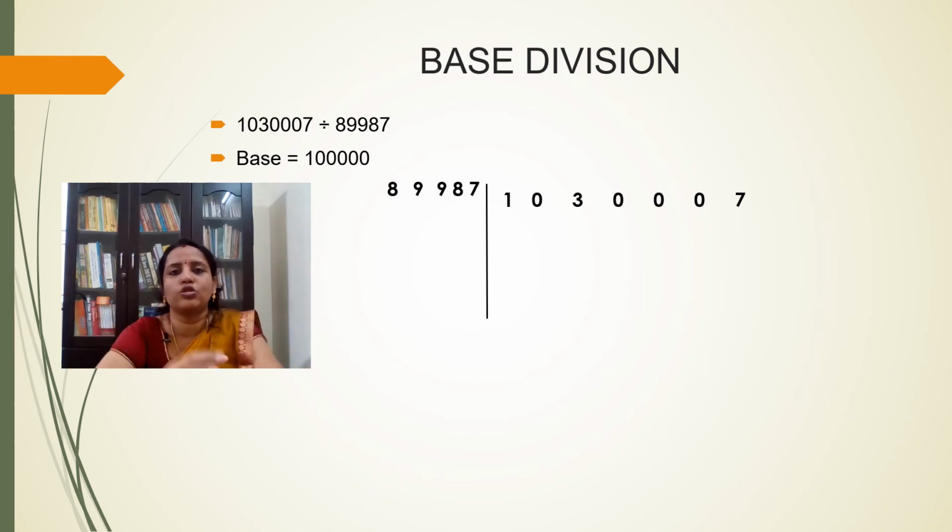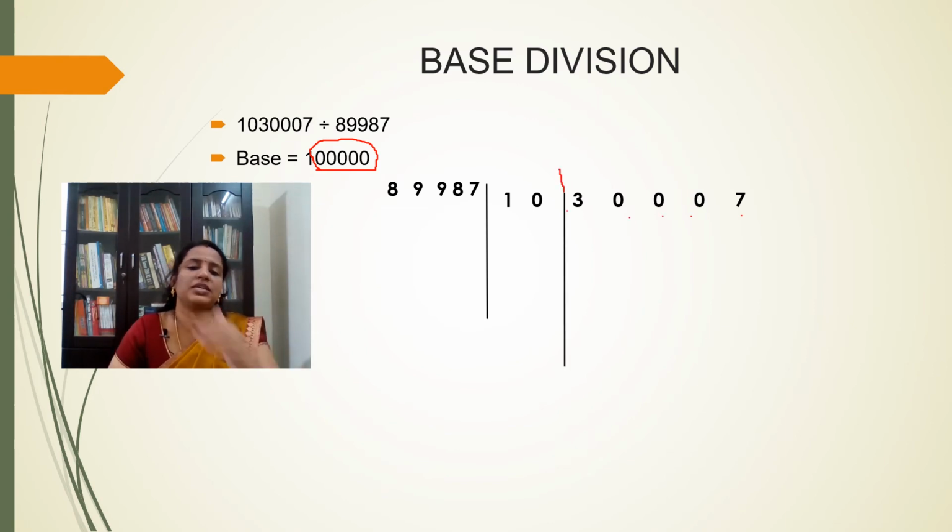Next step, I have to split my quotient part and my remainder part, isn't it? To get the remainder places, the number of zeros in the base is considered. Here I am having 5 zeros, so the number of digits to be split for the remainder should correspond to the number of zeros in the base. So it's 5: 1, 2, 3, 4, 5. It has to be counted from the end, and I will be splitting it into the quotient part and the remainder part separately. I have split it.